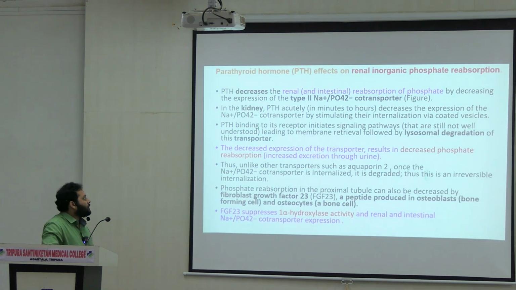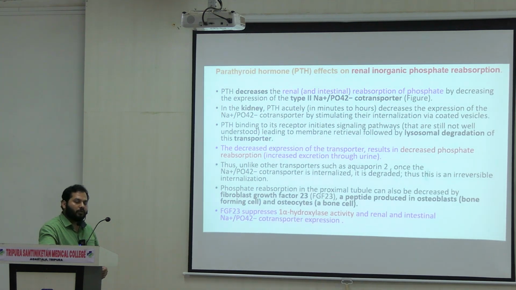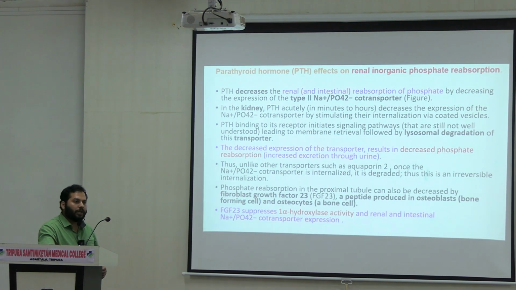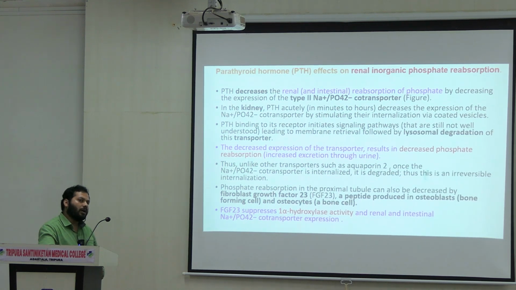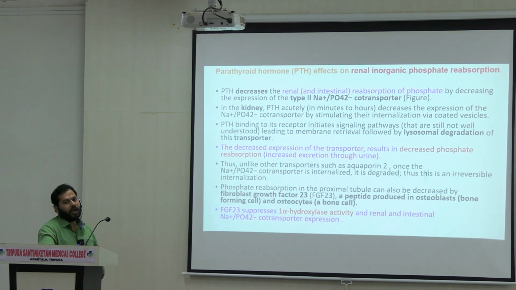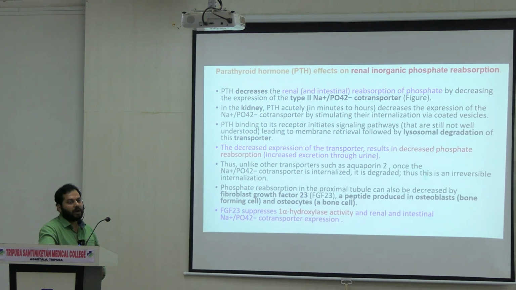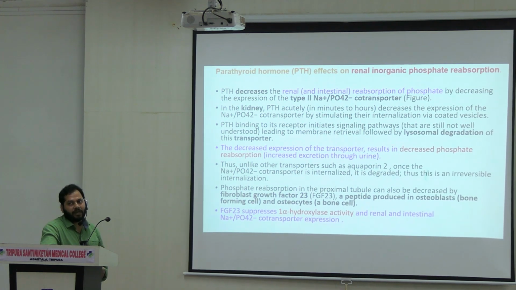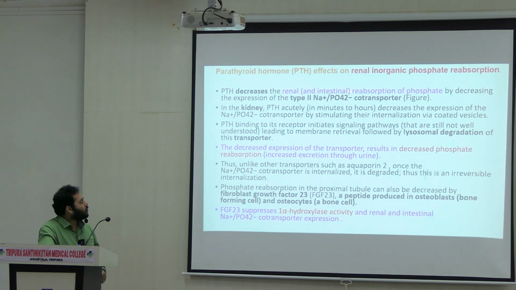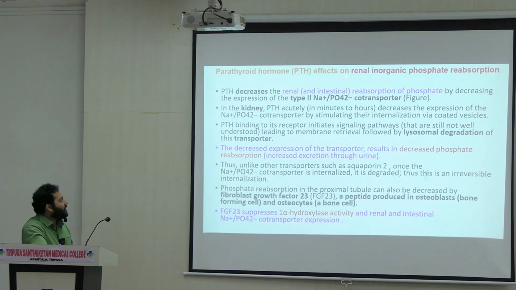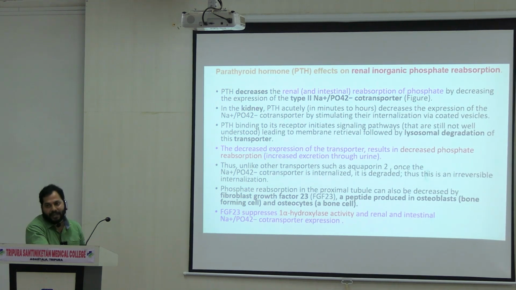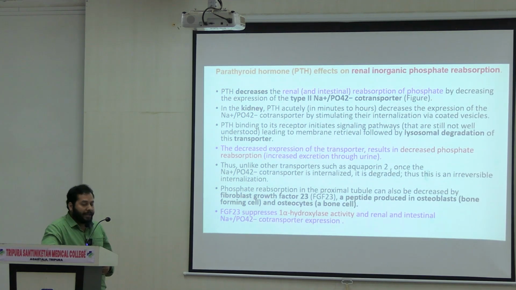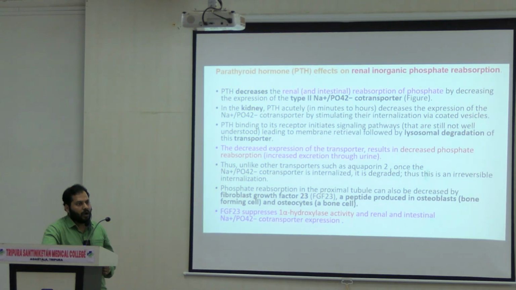Another important part, as I mentioned, is that parathyroid hormone is not only involved with the reabsorption of calcium, it also helps to maintain the optimum amount of phosphate, right? Or it helps to maintain the phosphate amounts in the circulating blood. So here you can see parathyroid hormone effects on renal inorganic phosphate reabsorption. Here the mechanism is a little bit different from the previous one. So how is it different?